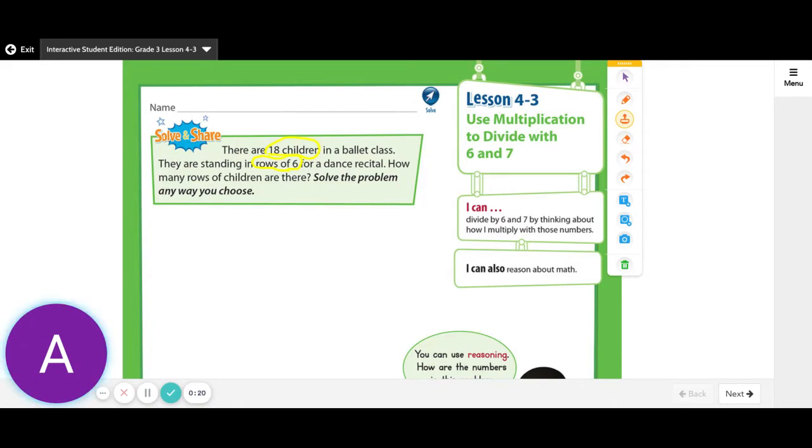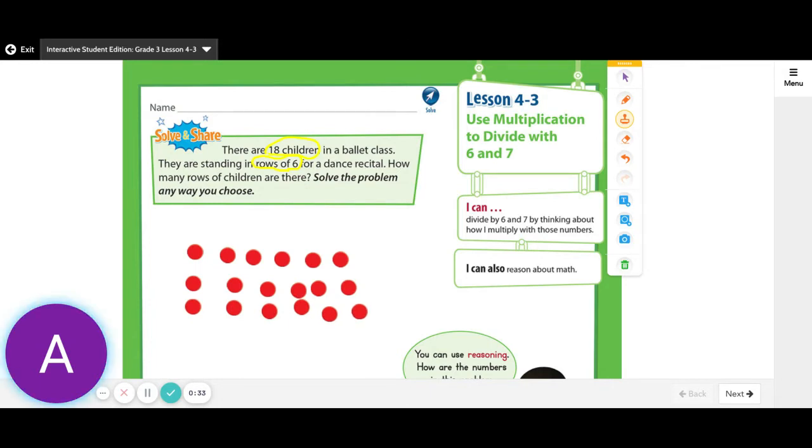So we could try with a picture first. We could do rows of 6. So I could count 1, 2, 3, 4, 5, 6. 7, 8, 9, 10, 11, 12, 13, 14, 15, 16, 17, 18. I stopped at 18 because I know that's how many kids there are all together.